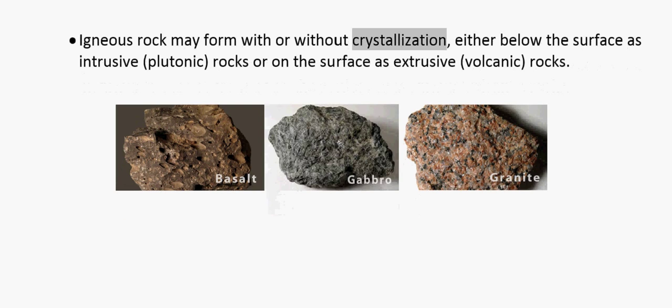We have some examples like basalt, gabbro, and granite. This may be a question like which type of rock is this: basalt, gabbro, or granite? Or they will ask you to find out which of the following are igneous rocks. So please note down this: basalt, gabbro, and granite. These are all igneous rocks. Fine, guys.